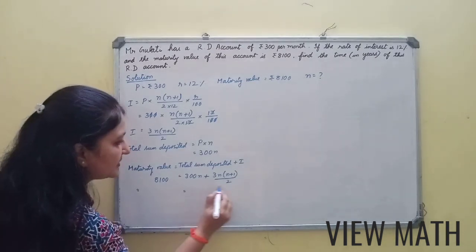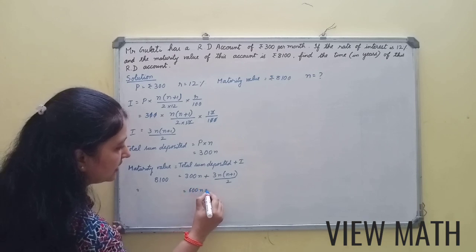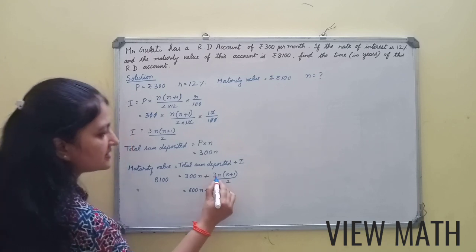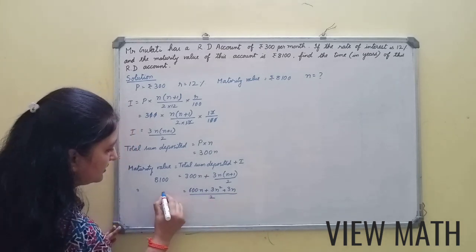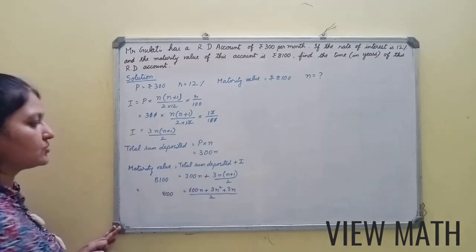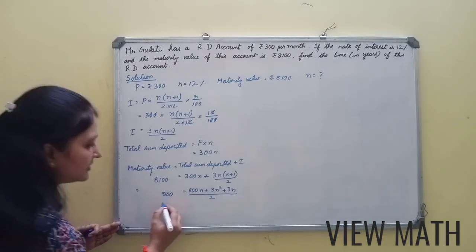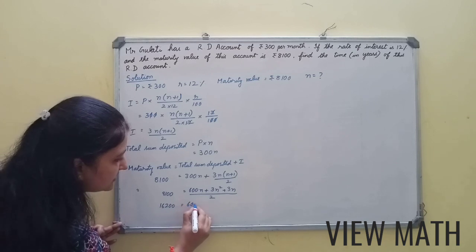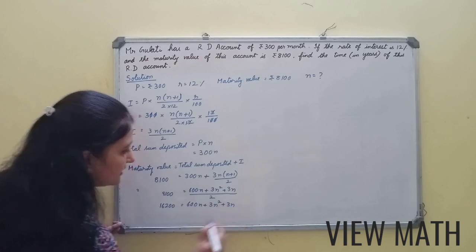Now let me simplify. Let me take LCM. So 2 into 300n gives 600n plus 3n, let me take it inside. So 3n square plus 3n into 1, I get 3n, divided by 2. Now let me bring this 2 to the other side. So here it is in the denominator. When it comes to the other side, it is multiplied. 8,100 into 2 you'll be getting. Straight away let me write 600n plus 3n square plus 3n.